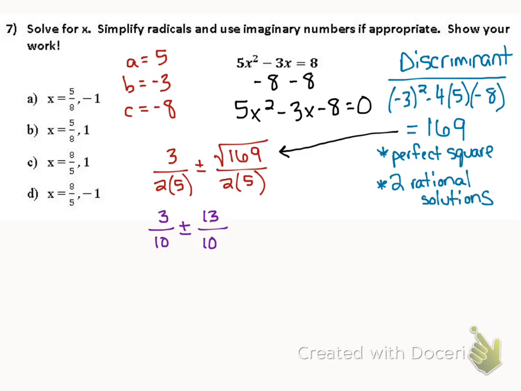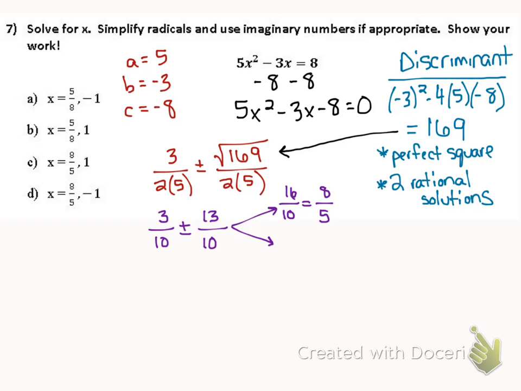We'll simplify each part of the fraction. That gives us 3 over 10 plus or minus 13 over 10. And then do the addition and the subtraction to get our two solutions as a result. So 13 plus 3 gives us 16, and that's still over 10. If we simplify that, then that gives us 8 over 5.